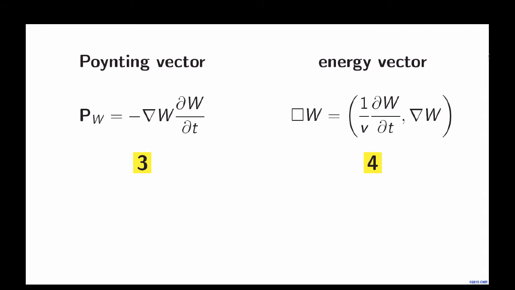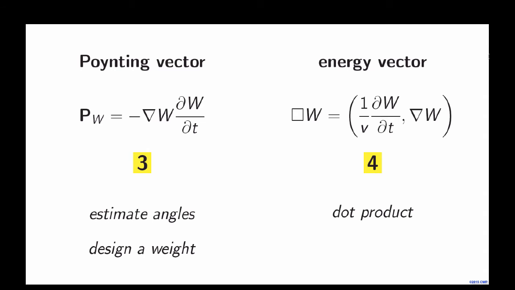And also, in order to perform imaging with the pointing vectors, you need first to estimate the angle between the pointing vectors in each spatial location and time step. And after that, you need to design a weight function in order to select the range of angles that you are interested in. In the case of the energy vector, as I will show next, you only need to apply a dot product between these vectors in order to form an image free of undesired events.